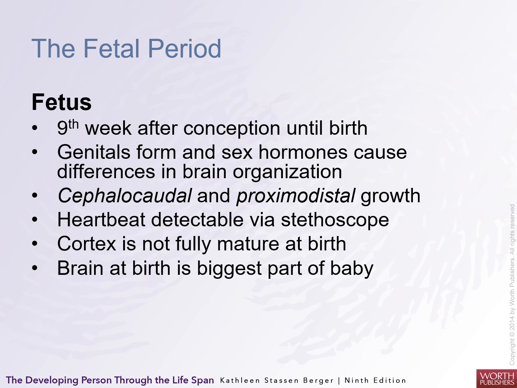During the fetal period, the 9th week after conception until birth, the genitals form. Sex hormones cause differentiation of brain organization. There's cephalocaudal and proximodistal development, that is, you develop from the head to the tail and from the center of the body to the fingertips. The heartbeat is detectable with a stethoscope. The cerebral cortex is not fully mature at birth, and the brain at birth is the biggest part of the infant body.